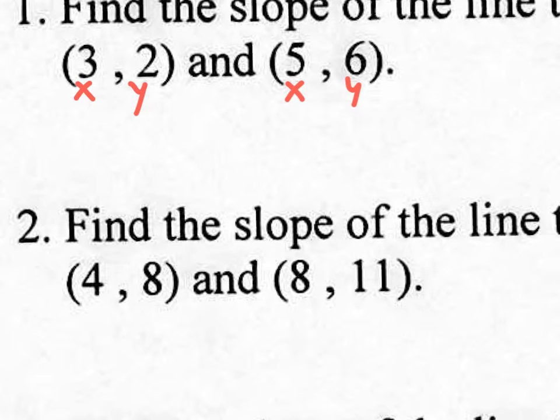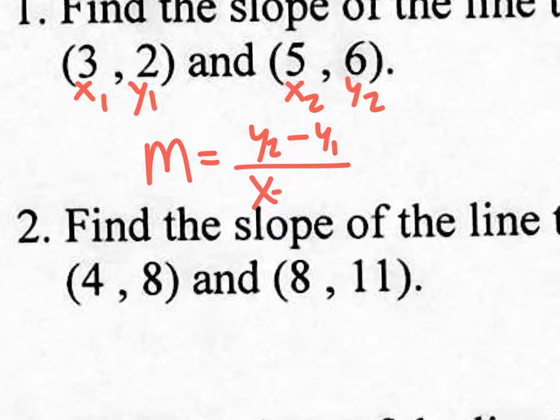Well, let's call this coordinate right here our first coordinate. So I want to put a little 1 right next to them. And let me call this coordinate my second coordinate. So I want to put a little 2 right next to them. And that is where your y2s and your x2s and your y1s come from. So once again, the slope is this. Slope equals y2 minus y1 over x2 minus x1.